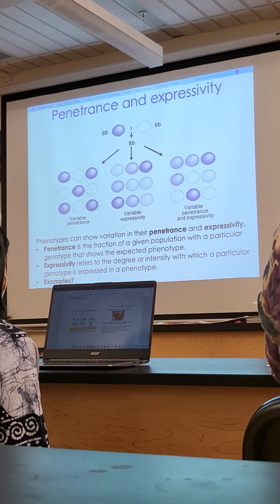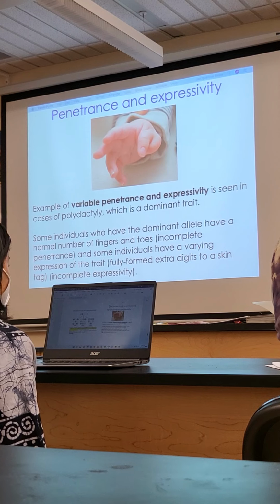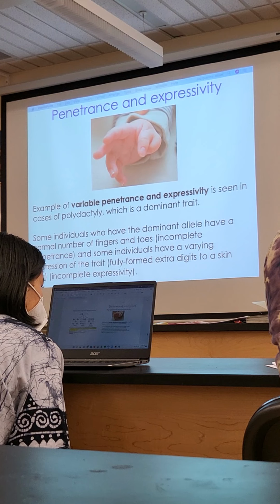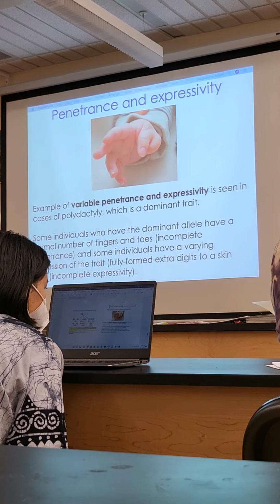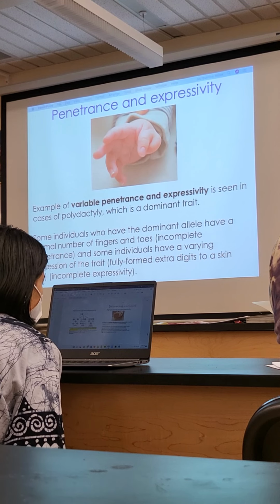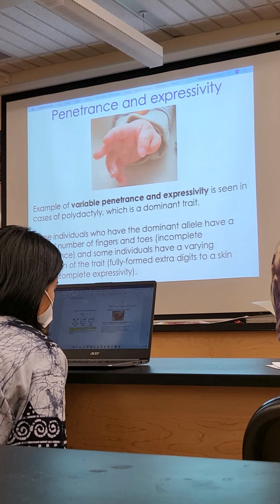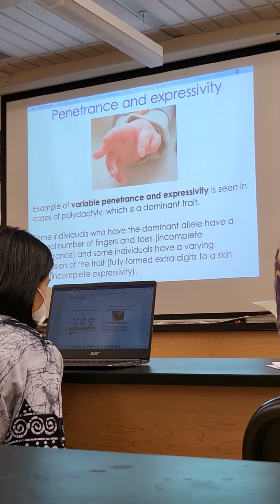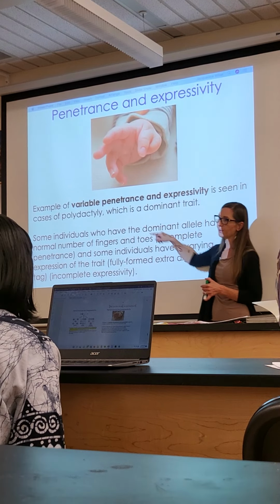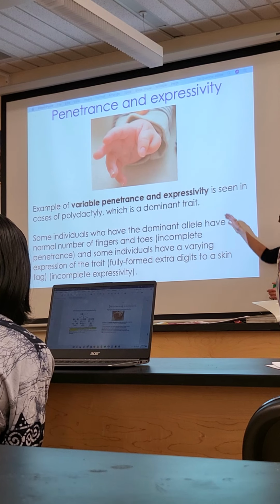I have a couple of examples. One that we've talked about a little bit in class was polydactyly. Remember that it's dominant. So if it's dominant, what should happen? How many alleles do you need to express it? You just need the one copy, and you should have polydactyly. But what actually happens is that some people who have that allele don't express it at all. So there's variable penetrance: they may carry that dominant allele, but they don't have the trait.